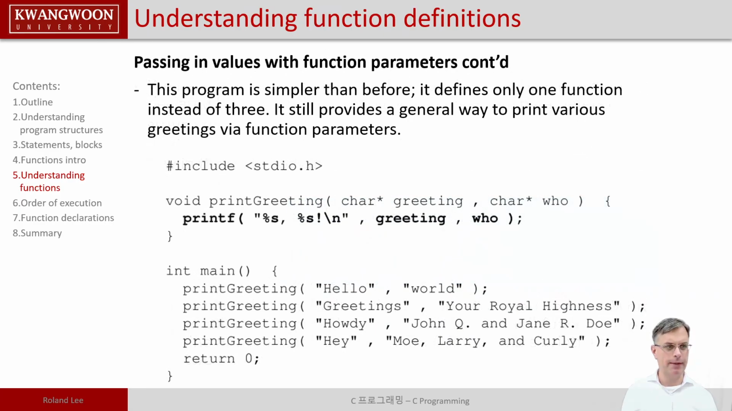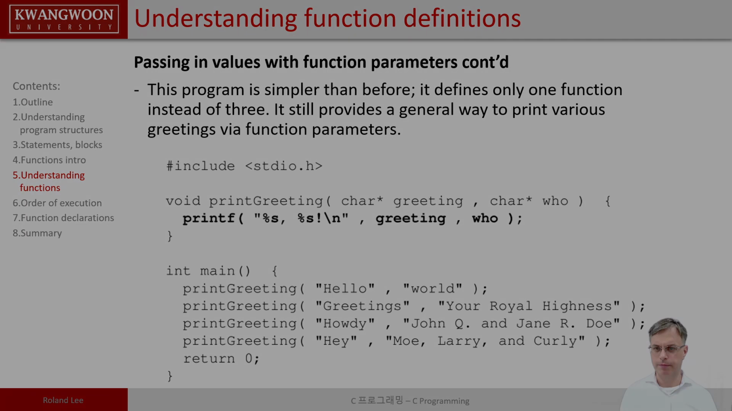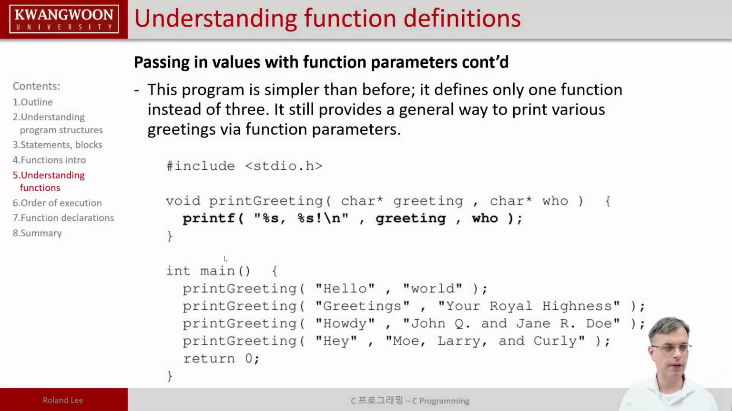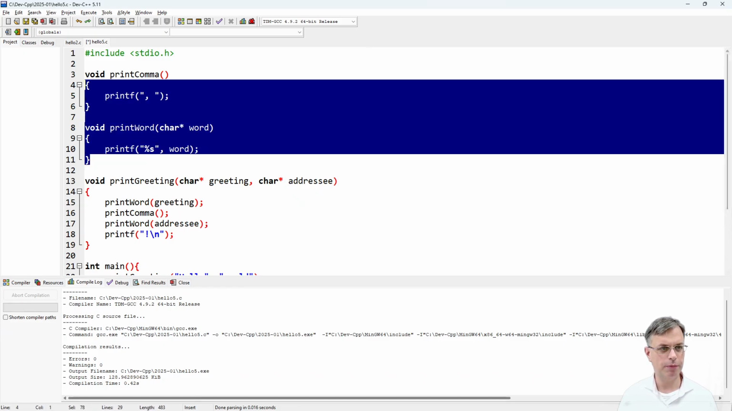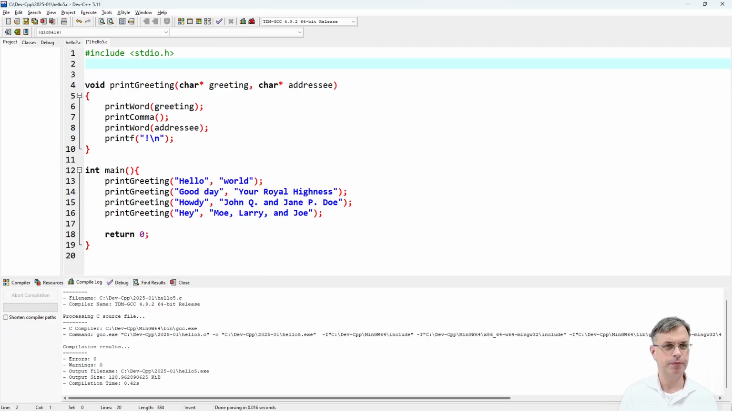Yeah, and this program can also be made simpler. The simplification goes in the way that we get rid of a few functions, and we create this print greeting in a different way. So let's see that. Let's take this out. This print word, print comma, we don't need them.